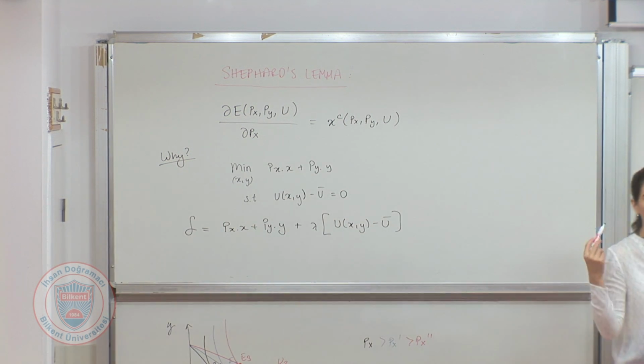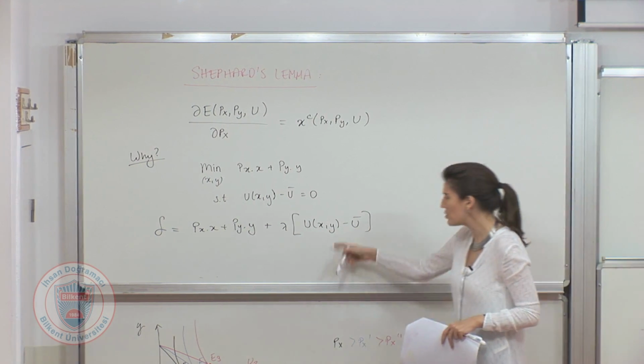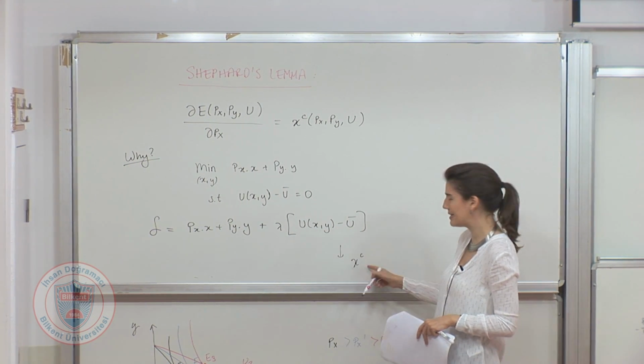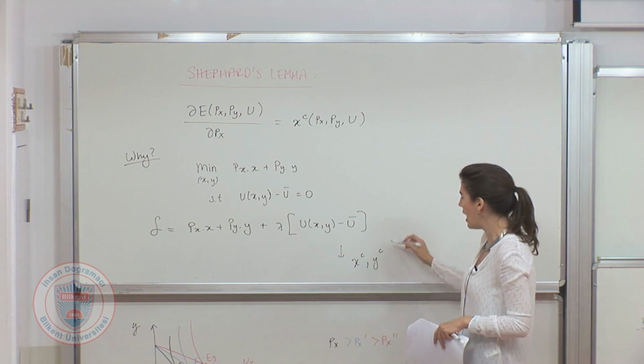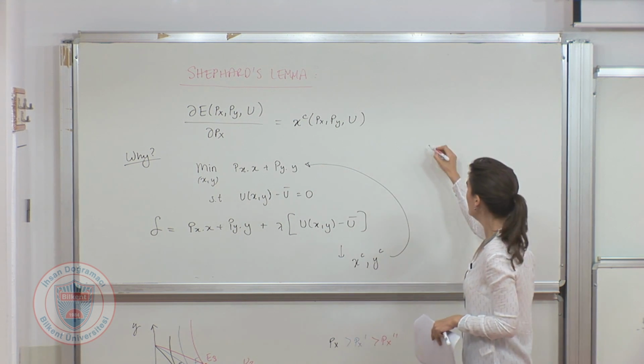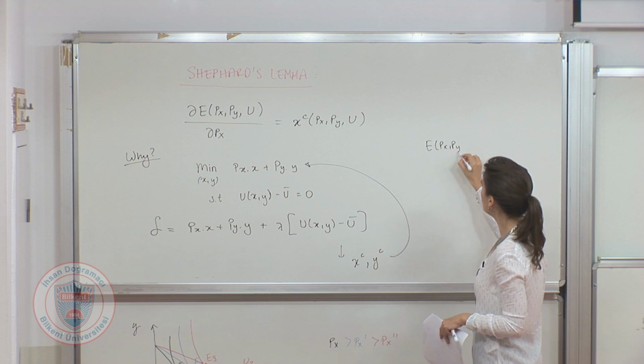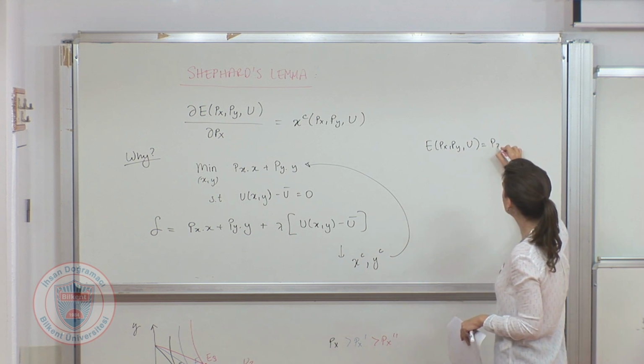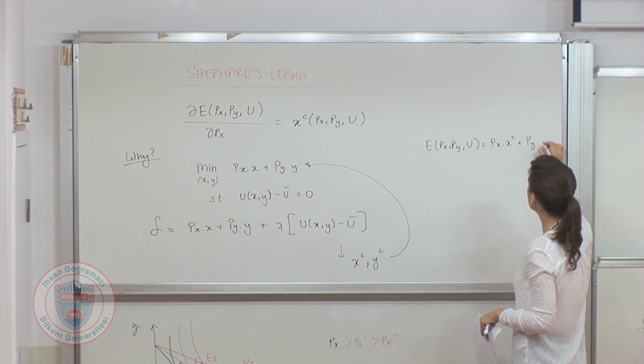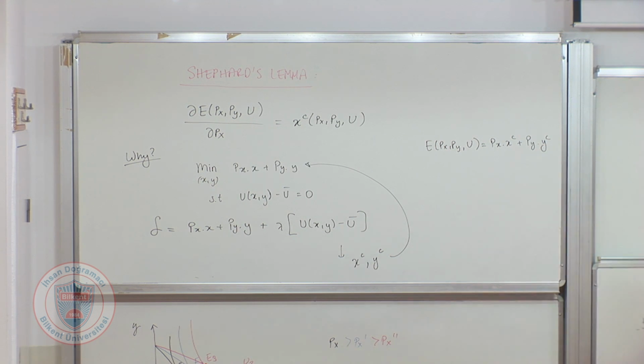So how do we get the expenditure function? I solve this problem. I'm going to get my xc and yc from here. I plug them back into this function, and then my expenditure function was something like this. Remember? Px times xc plus py times yc. You can see why, when I take the derivative of the expenditure function with respect to px, it's actually giving me xc. But you know that in math, things are not that easy. So we have to show this, okay? So how are we going to show this?